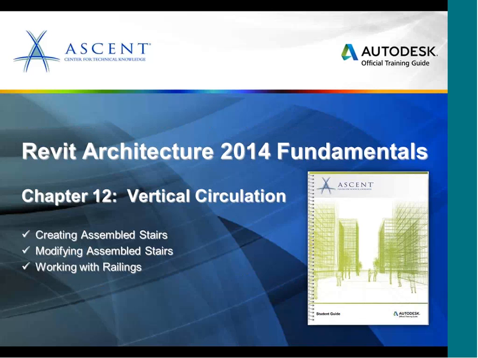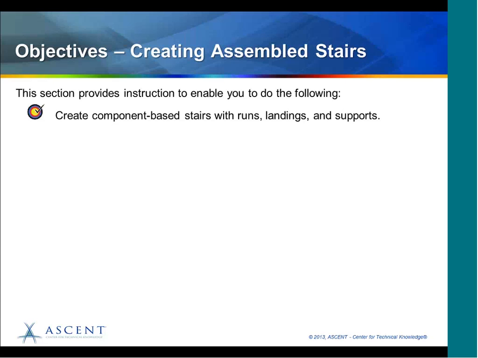So what we're going to do today is cover a part of a chapter from our Revit Architecture Fundamentals book. This is chapter 12 on vertical circulation. We're going to look at 3 main components in this webcast: creating assembled stairs, modifying assembled stairs, and working with railings, specifically with stairs.